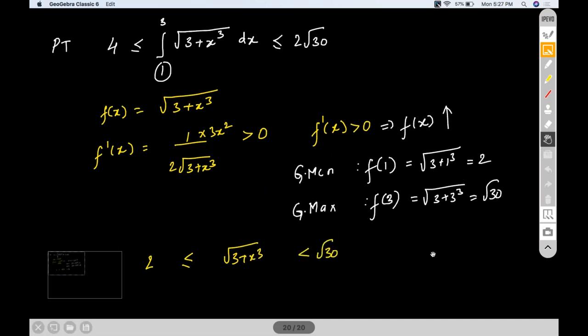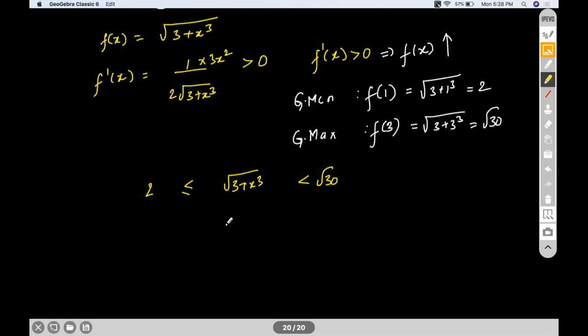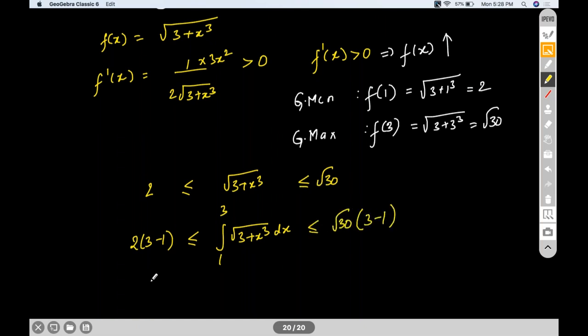So we can say by the property which we just now discussed that the integral of this function from 1 to 3 will lie between 2 into 3 minus 1 and root 30 into 3 minus 1. That's nothing but 4 to 2 root 30.